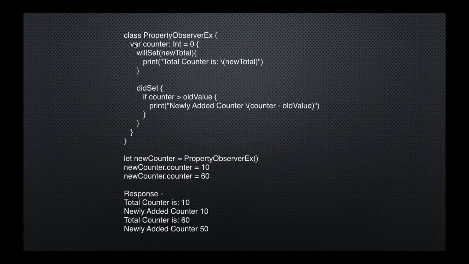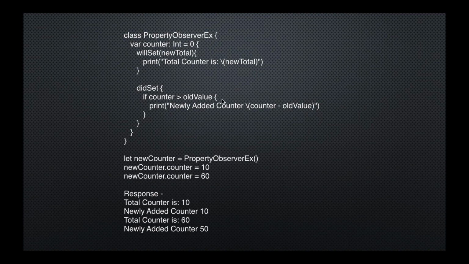Okay, so here's a small example. Let's say we have a class PropertyObserverExample, and we have a counter variable. It's a property with observers, and for this we can use didSet and willSet. In willSet and didSet, the default variable passed in willSet is newTotal. So totalCounter is newTotal, and if counter is greater than oldValue, newTotal and oldValue are default, you can just use it.